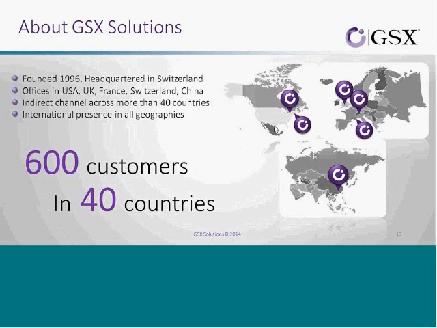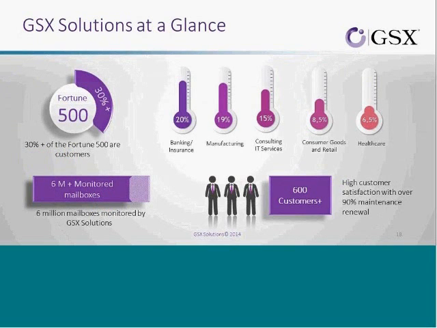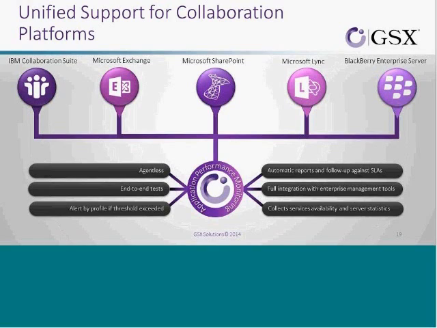If you map our customers, most of them are large account companies. What we claim as large is more than 5,000 or 10,000 mailboxes in the company. We are working with a lot of banks, manufacturing companies, consulting and IT services, as well as healthcare. So today, GSX is monitoring more than 6 million mailboxes. And this is the environment we monitor.